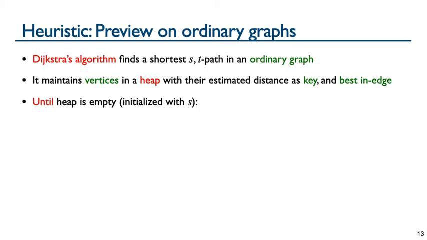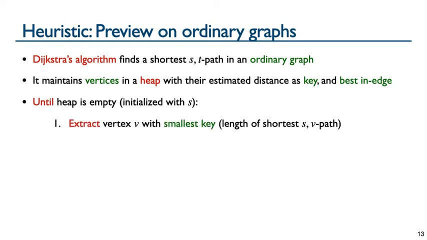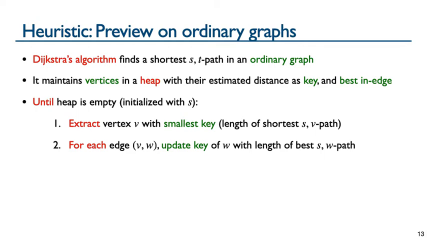The heap is initialized with the source vertex S, and until it is empty, we repeatedly extract the vertex V with the smallest key, which is the length of the shortest SV path. Then, for each outedge of V, edge VW, we update W's key with the length of the best SW path we have so far. And then we hold on to the best inedge to W. Finally, we recover the shortest ST path starting from T using the best inedges stored in step 3.